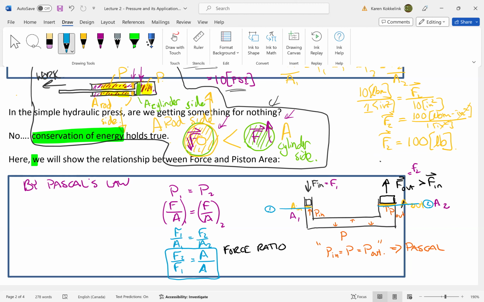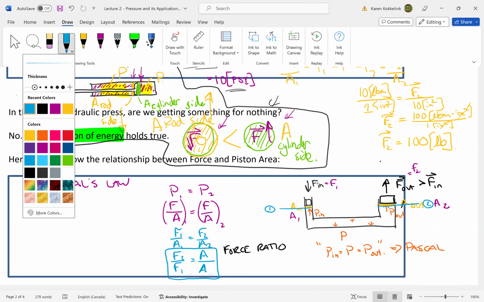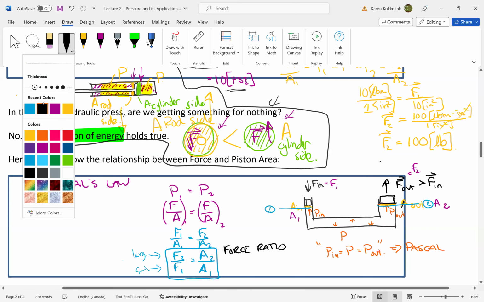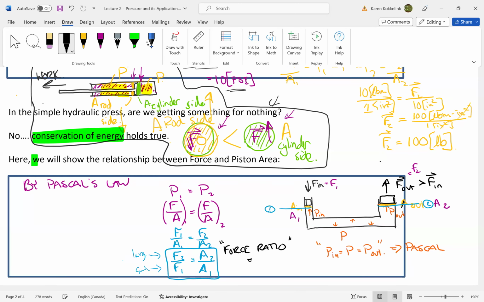Or F1 over F2 equals A2 over A1. I just want this to be a positive ratio. So it means that we have the second condition on the top for both of them over the first condition on the bottom. The second condition is larger in this case and smaller in this case, so I just wanted those to be positive force ratios. It doesn't really matter because we're comparing the two. But the force ratio is equal to the piston ratio.